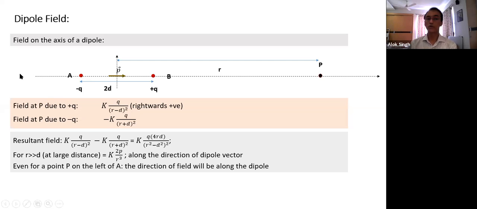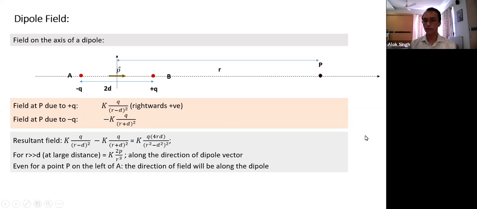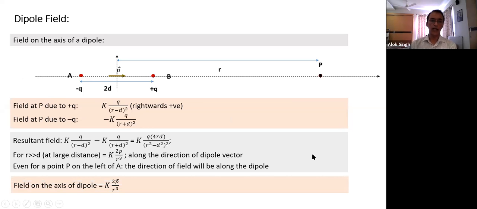Jaideep, what is the direction of field on the left hand side? Towards right only, right, sir? Towards right only. So whichever side we keep, the direction of field remains same. Because of that, I can write field on the axis of dipole in this form: K into 2 P bar divided by R cube. It doesn't matter, it will always be along the direction of dipole moment.